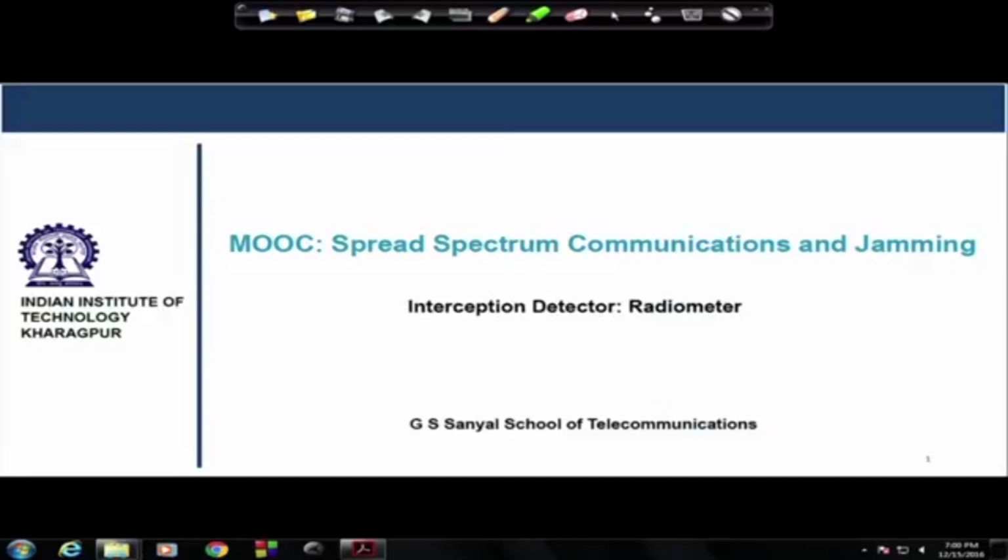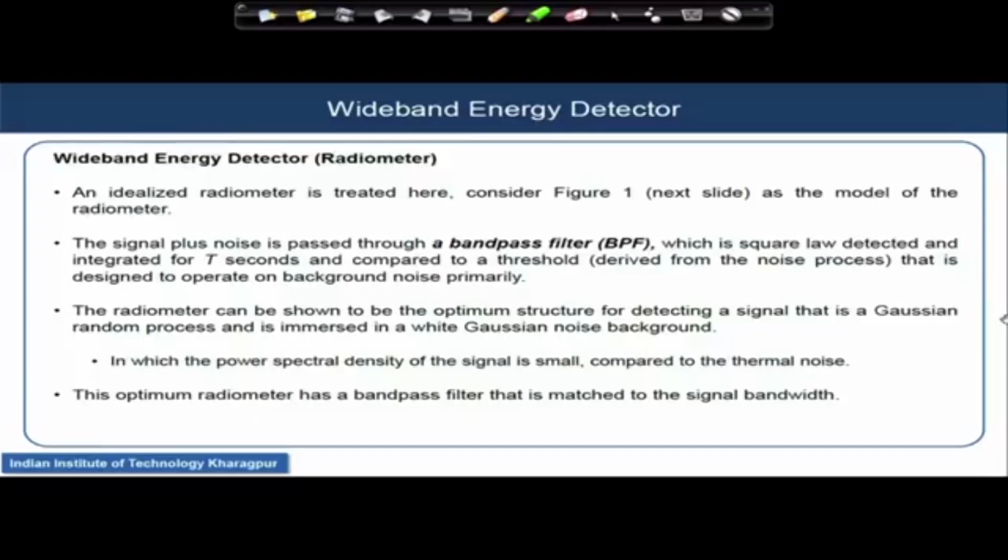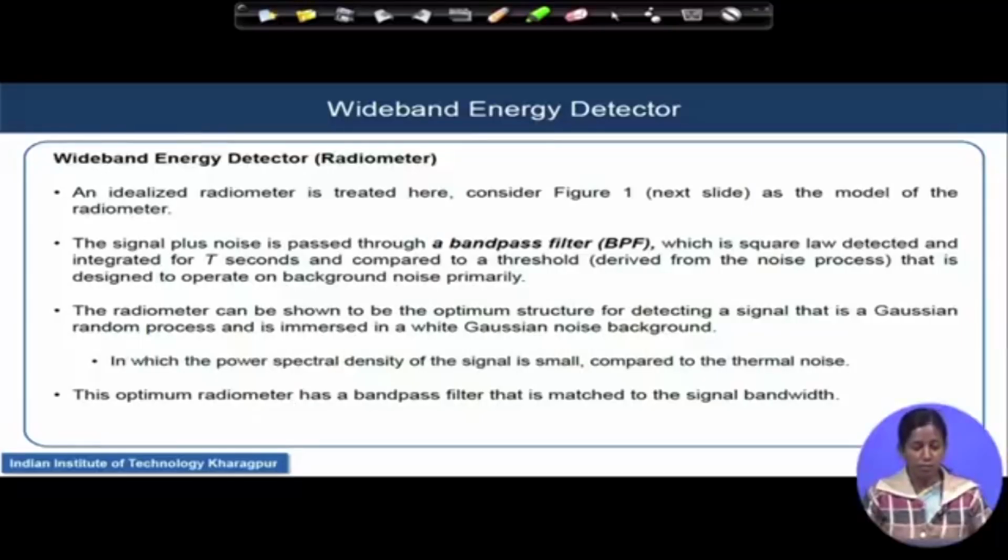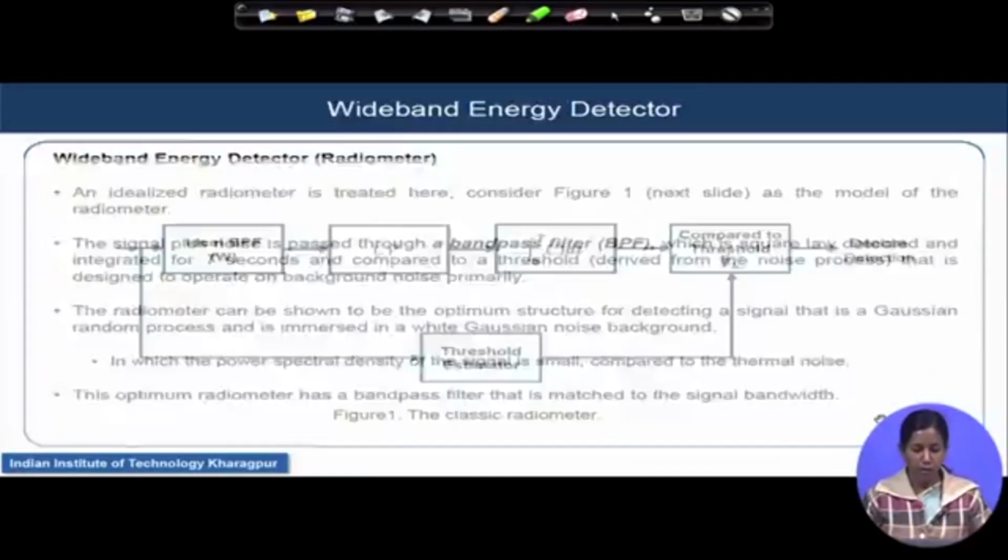Hello students, as discussed in the last module, in this module we will be describing the interception detectors in detail. We will start with the radiometer, which is a wideband interception detector. The radiometer, which is an idealized wideband detector, its figure is there in the next slide.